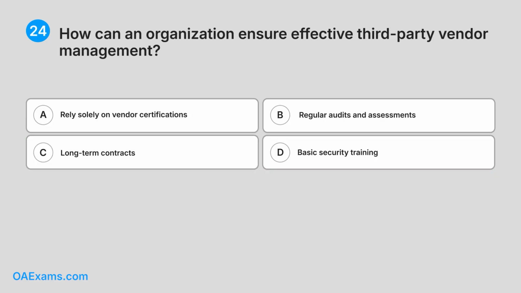24. How can an organization ensure effective third-party vendor management? A. Rely solely on vendor certifications. B. Regular audits and assessments. C. Long-term contracts. D. Basic security training. Can you guess the answer?